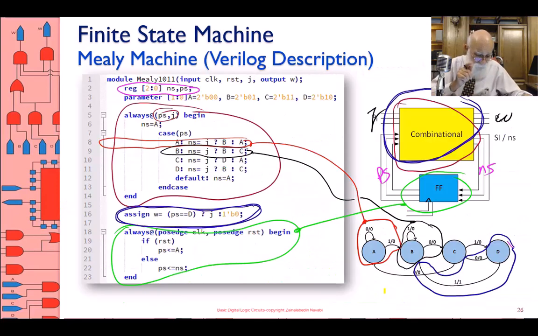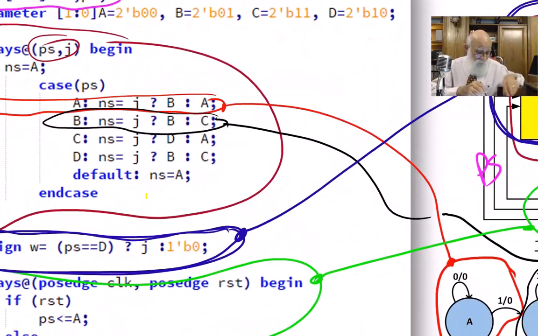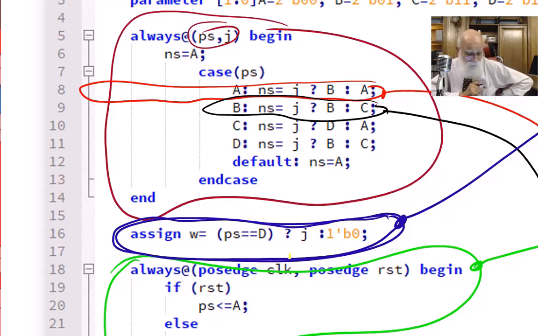And now let's go back to the Verilog description and see the Verilog description here. Look at the dark blue and the dark blue here. The output, read this, read line 16. It says, if the present state equal to D, the output is J. That means the output depends on J. Okay? But in the Moore machine, if you go back and look at the Verilog description there, you see that the output only depends on the state.